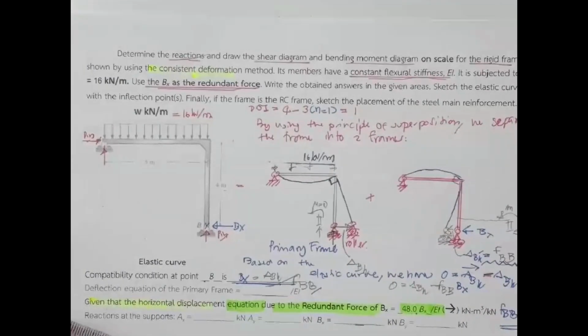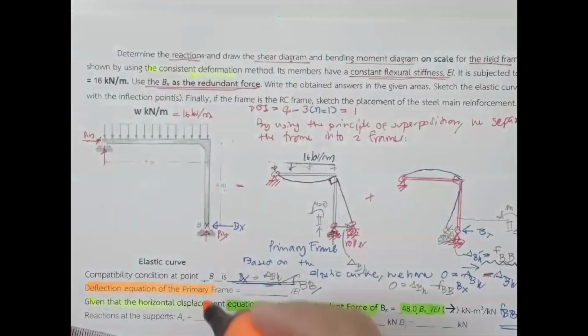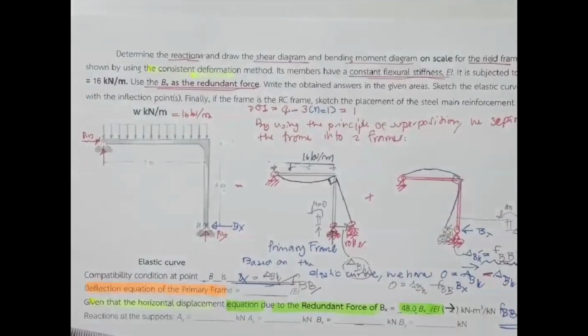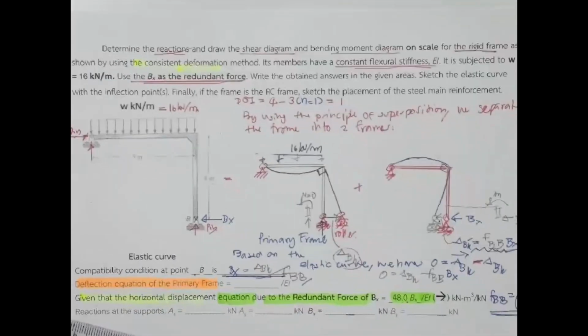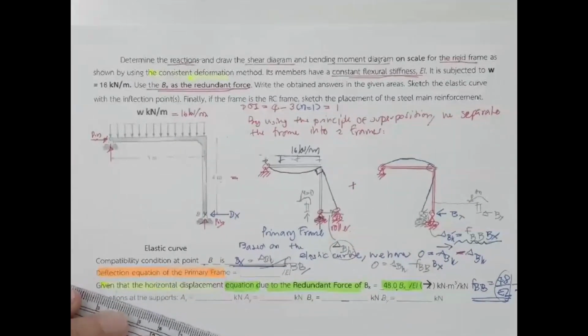Okay, so don't worry. Now, the problem is going to be the same as chapter 7. You're going to determine the deflection equation for the primary frame. That means you have to determine delta sub BH. Okay. Any question based upon this first portion?